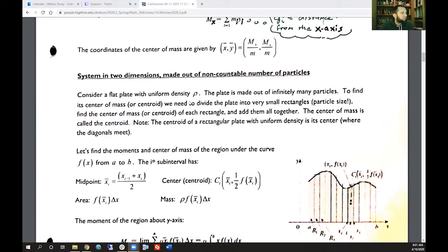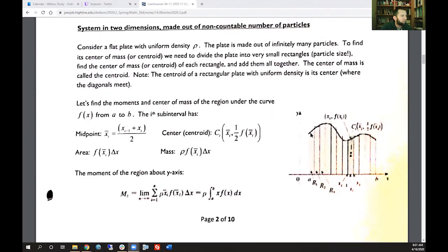So we will consider a flat plate with uniform density rho. The plate is made out of infinitely many particles. It's continuous. To find its center of mass, or centroid, we need to divide the plate into very small rectangles, which are like particle strips, if you will. Find the center of mass of each of those rectangles and add them all together. The center of mass is called the centroid. Note, the centroid of a rectangular plate with uniform density is its center. So we just need to look at the centers of each of these rectangles.